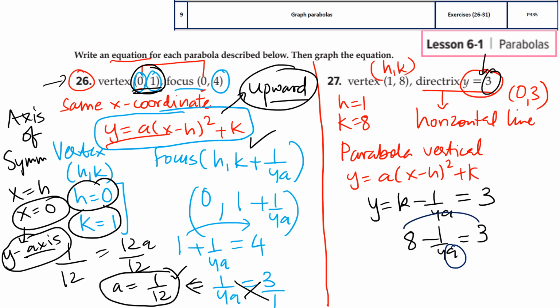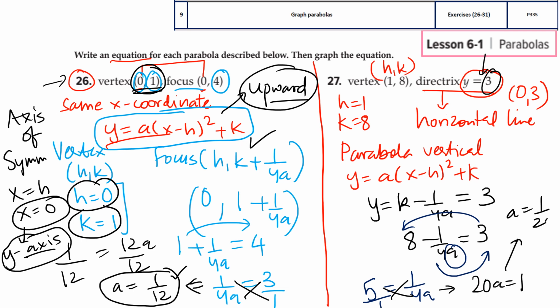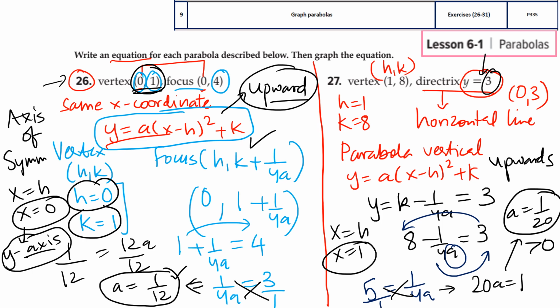So I move this 3 here and the negative term there. So it is 5 equal to 1 by 4a. Again, do cross multiplication. So this comes out to be 20a equal to 1. So your a is 1 over 20. Again, it's positive, so the parabola is going to open in the upward direction. We can also find the axis of symmetry in a similar manner. It will be x equal to h, or x equal to 1. So the parabola for 27, which is again a vertical parabola, will have a graph symmetric about the line x equal to 1.